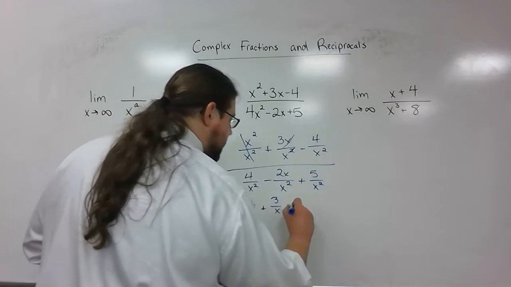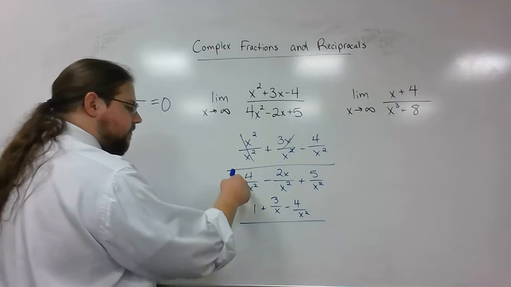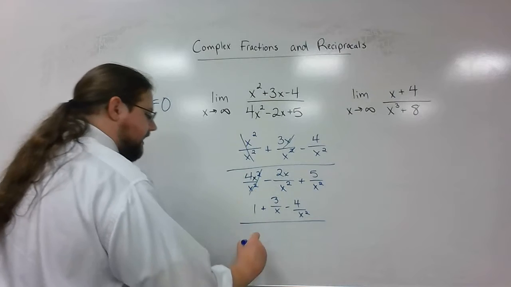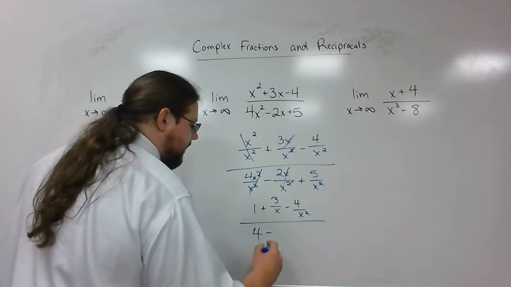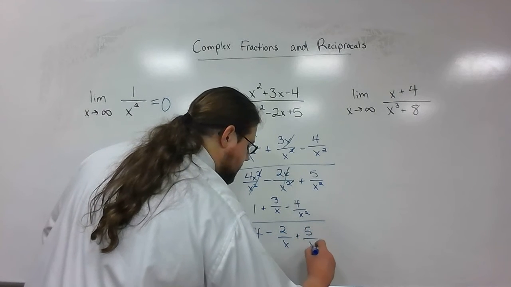We've got 4 over x squared. That doesn't simplify at all. On the bottom, we've got 4x squared over x squared; I wrote it incorrectly. The x squared is going to cancel, and you're going to be left with 4. Then we're going to have 2x over x squared, so the x goes away, and we're going to have 2 over x, and that 5 over x squared doesn't simplify.